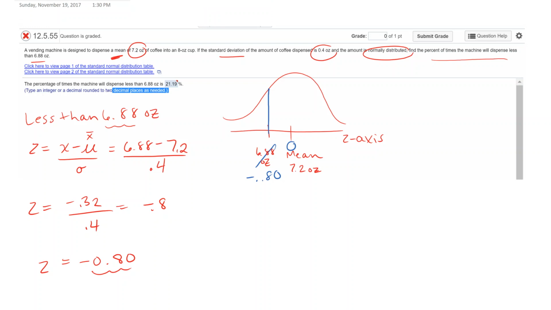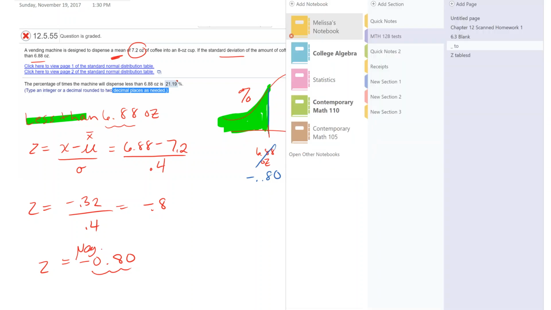So in the problem, they tell us that we're looking for less than 6.88 ounces. So that would be less than my z-score, negative 0.80. And the area under the curve, whatever percent this is going to be, is equivalent to the answer I'm searching for, the percent that's less than 6.88. So I need to look up my z. So I'm going to the negative z table, negative 0.80. So I'm going to bring that up right now.